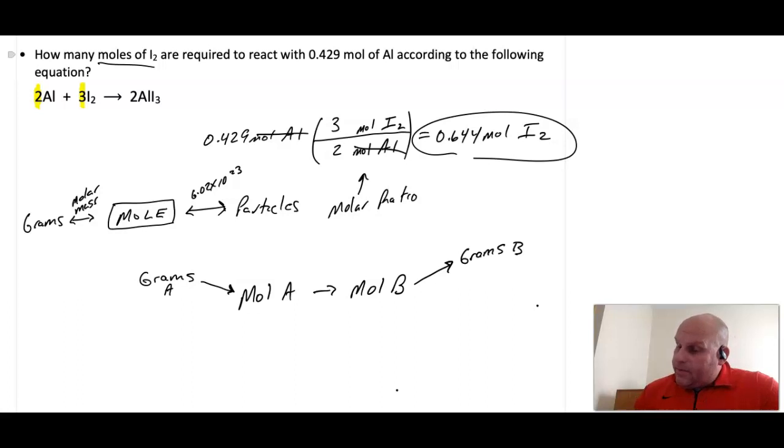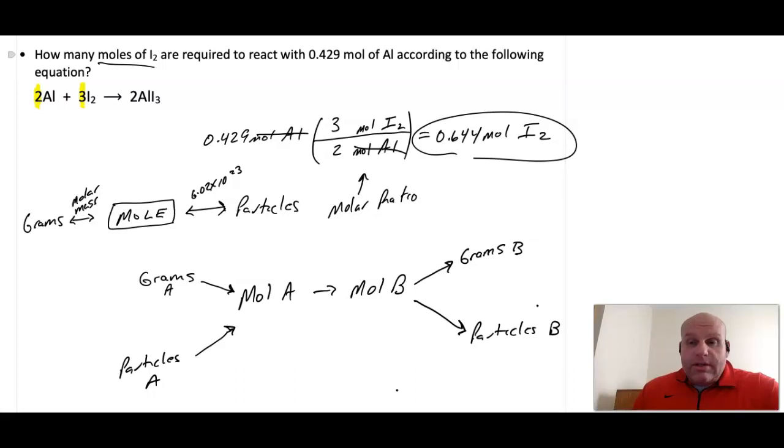I could also convert from particles of A using Avogadro's number to moles of A, and then back out to particles of B.